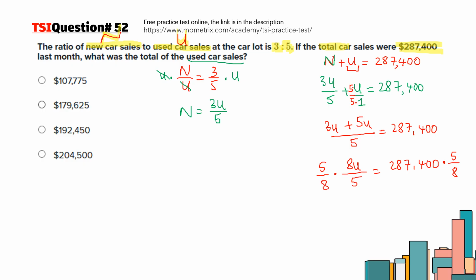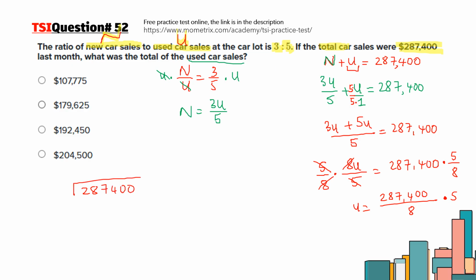Now we multiply both sides by 5 and divide both sides by 8. We multiply both sides by 5, so we cancel that 5. We divide both sides by 8, then we cancel that 8. Now we are left with U equal to 287,400 over 8 times 5. I can multiply 287,400 by 5 first, then divide by 8, but then I have to work with bigger numbers. So instead I will divide by 8 first and then multiply by 5.